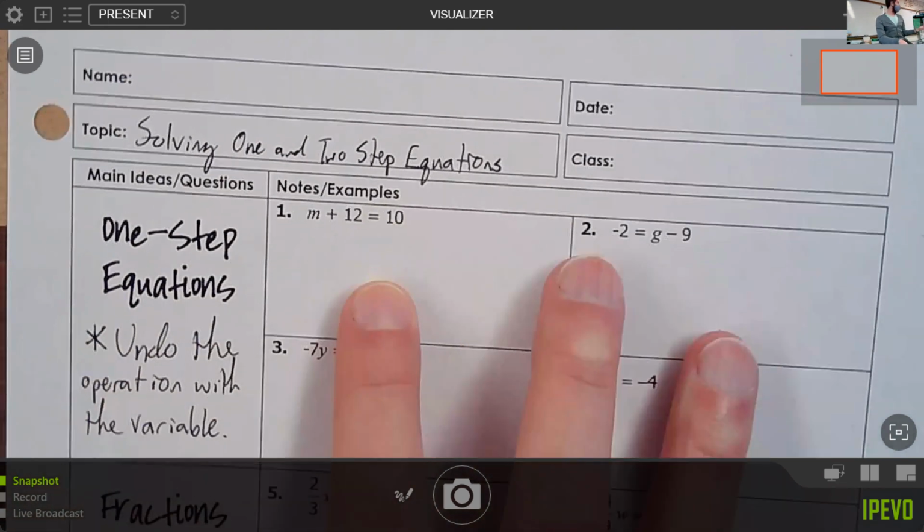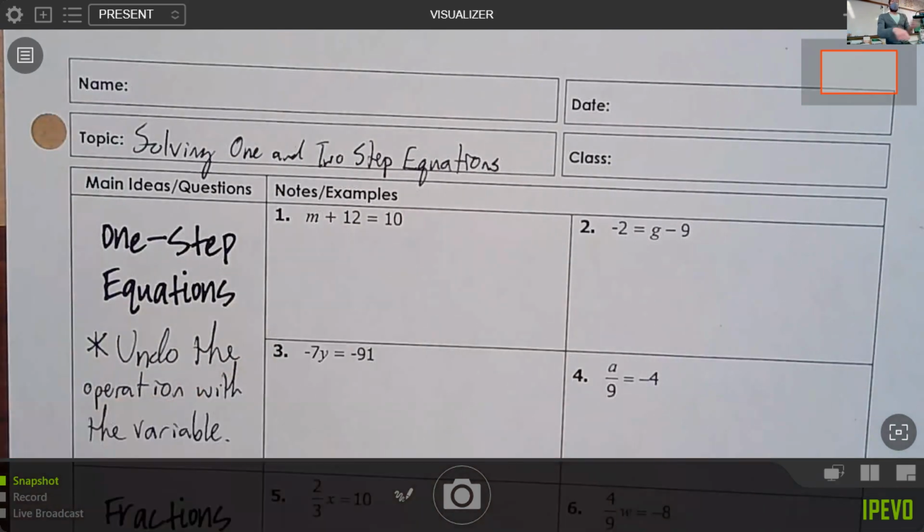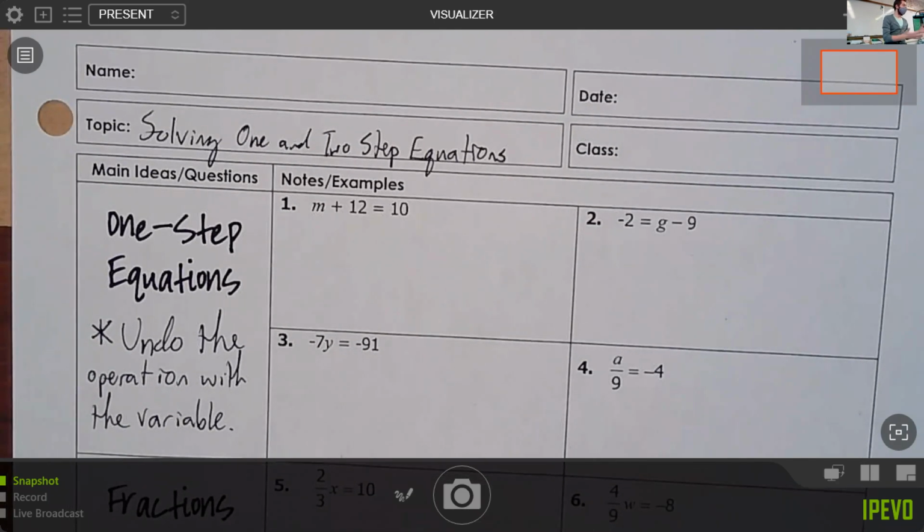If they're not the same, it's no longer an equation. It's an inequality, right? So we need to make sure that with equations, we always keep things exactly the same on both sides in terms of what we do to the equation.